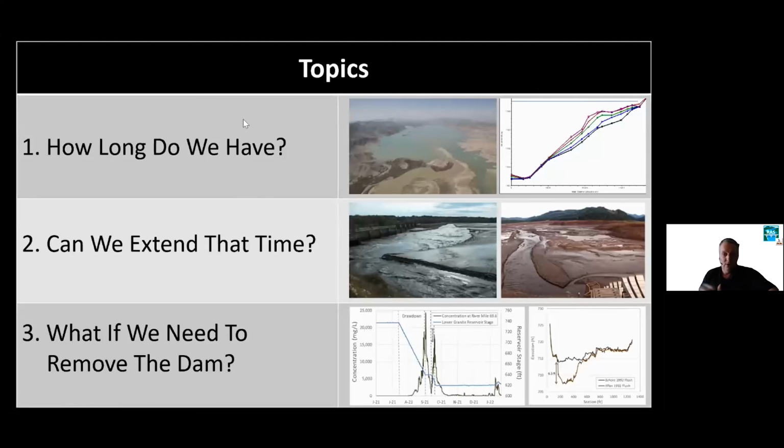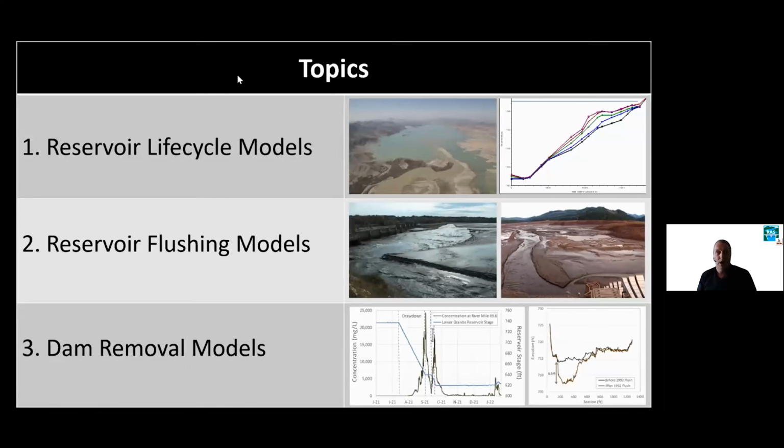I know the teams are doing a lot of great science on that, but that's a big question that comes up. If you need to take the dam out, there is sediment behind those dams, and what's the fate of that? And so that turns into the three types of models that we do with sediment transport models in reservoirs.